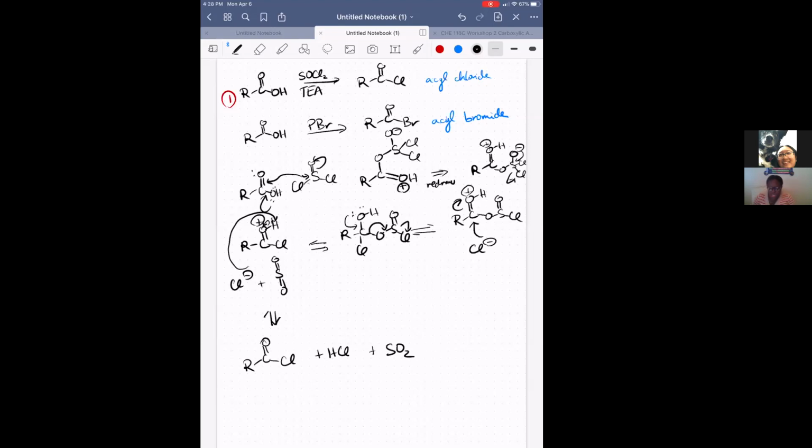And the reason why we include TEA, triethylamine, or pyridine, is so that we can actually have a reaction here. It reacts with TEA. Since we're treating this as pseudo-acidic conditions, we want to get rid of the acid that we generate. So we want this acid, HCl, to be eliminated from our reaction. And that occurs when we have TEA present.